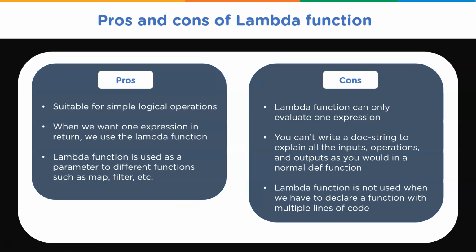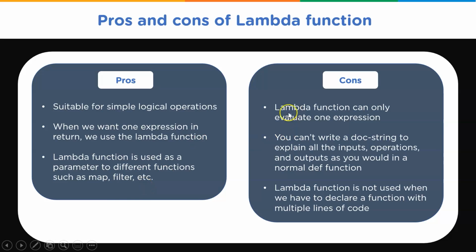Now moving ahead, we'll look at the pros and cons of lambda functions. So lambda functions are suitable for simple logical operations. So when we want one expression in return, we can use the lambda function. Now lambda function is used as a parameter to different functions such as map, filter, reduce. We will see all this in our demo session.